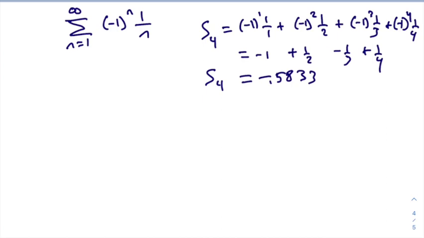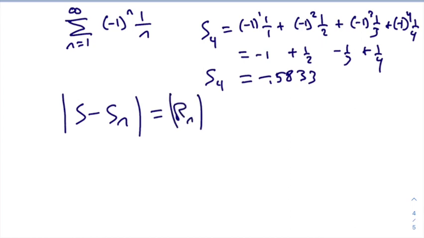Well, we want to find out how far away that is from the actual sum. So remember, the absolute value of the actual sum minus our partial sum is called the remainder. And the remainder is always less than or equal to the next term, I'm sorry, the next term that you didn't use.